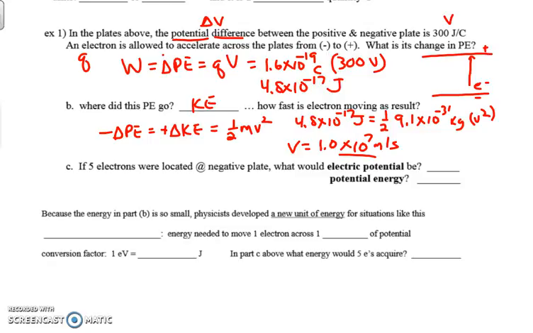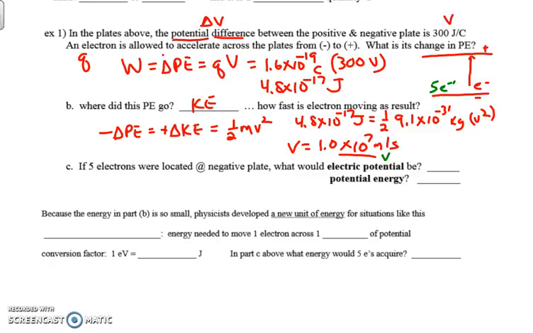Now another question we can ask is, what if instead of 1 electron, we put 5 electrons at that location? I'm just going to put it here. It's still near the negative plate. What would change about the situation? First question, would the electric potential change? In other words, voltage. Think about that for a second, because again, this is a very abstract concept.